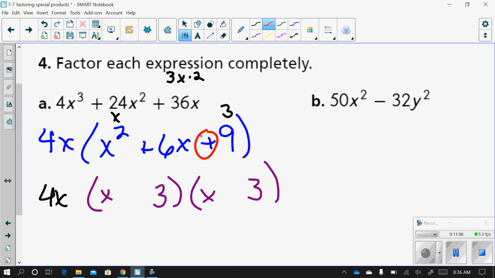Check out your signs. C is positive, so we look to B. B positive means both signs are plus. So your answer is 4x times x plus 3 times x plus 3. Or you could write it as 4x times x plus 3 squared.